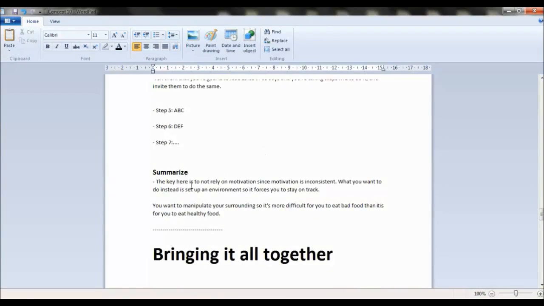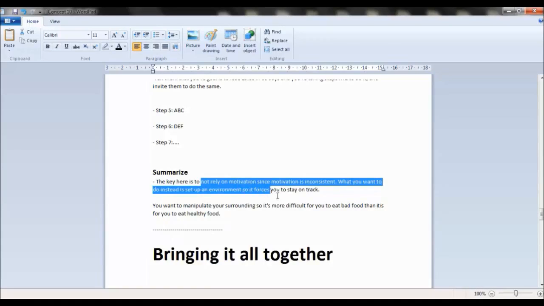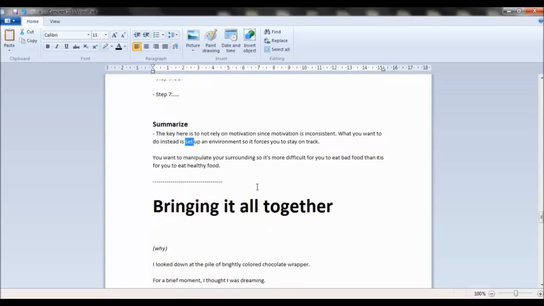And then you want to summarize. The key here is not to rely on motivation, since motivation is inconsistent. You want it to be inconsistent. What you want to do instead is set up an environment so it forces you to stay on track. You want to manipulate your surroundings so it's more difficult for you to eat bad food than it is for you to eat healthy food. And that is pretty much it.